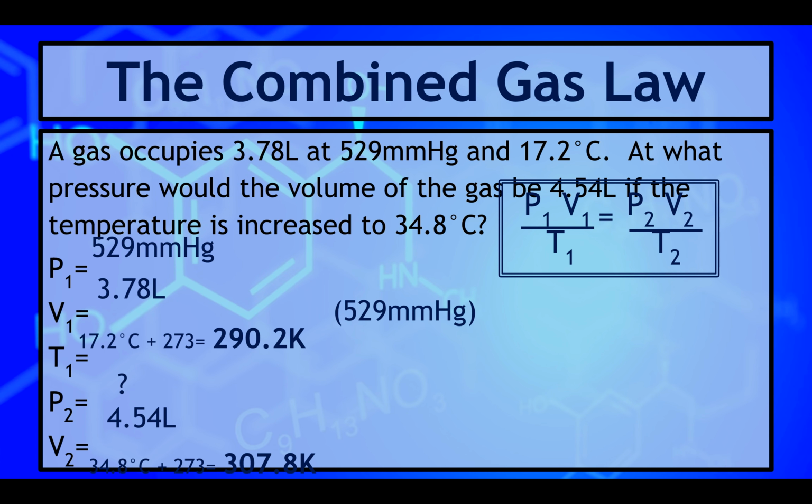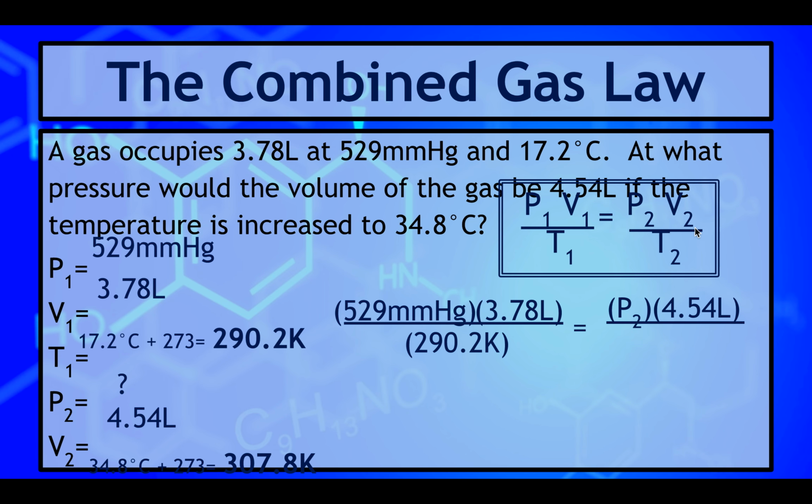All right, so let's substitute the values in. Here's our first pressure, P1. Here's our volume, V1. We're going to put that over our Kelvin temperature at the start. That will be equal to, we have to solve for P2. We're looking for what is the pressure. Substitute in the volume at the end of our experiment, put that over the temperature at the end of the experiment.